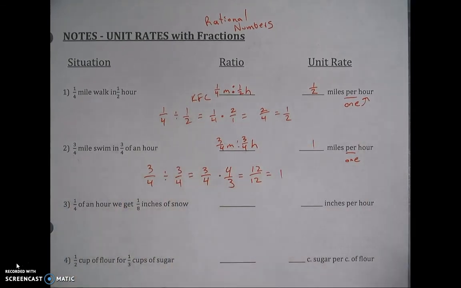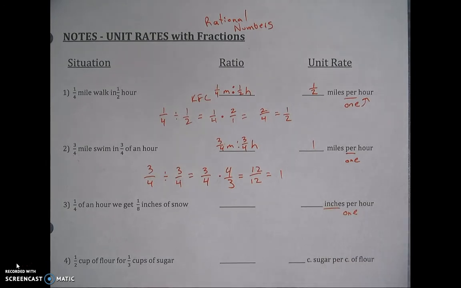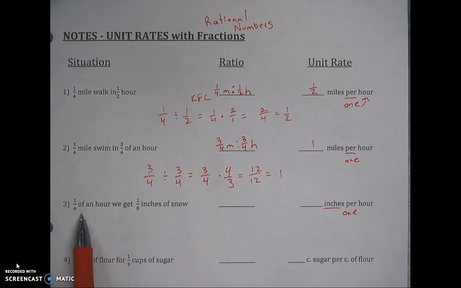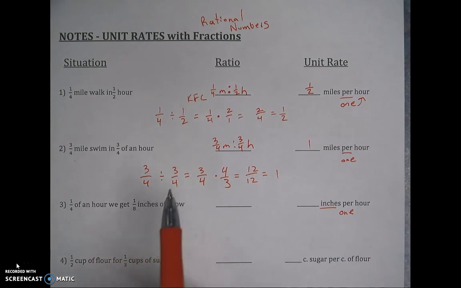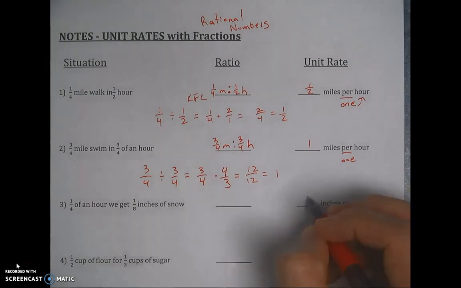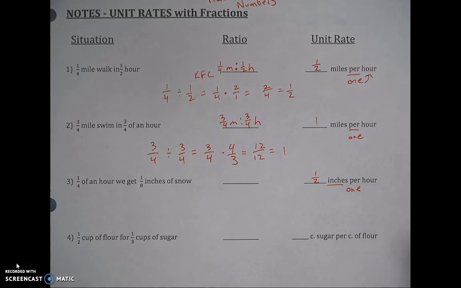All right, number 3. 1/4 of an hour, we get 1/8 inches of snow. So we want how many inches are falling per hour, or in 1 hour. How many inches of snow are we going to get? Again, easy enough numbers. You could kind of sit here and do this in your head. If it's only 1/4 of an hour, that means you're going to take 4 of those. So if it's 1/8 of an inch in that 1/4, you just times this by 4. So that's 4/8. 4/8 simplifies down to 1/2. So this can be done mentally, but we want to practice this for the times that it's not so easy.